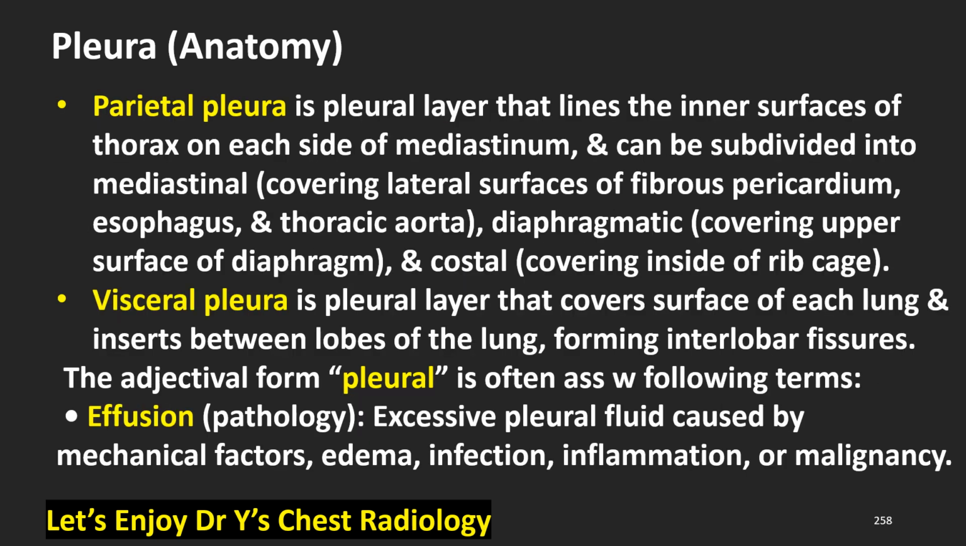Pleural anatomy. Parietal pleura is the pleural layer that lines the inner surfaces of the thorax on each side of the mediastinum and can be subdivided into mediastinal, diaphragmatic, and costal. Visceral pleura is the pleural layer that covers the surface of each lung and inserts between lobes of the lung, forming interlobar fissures. The adjectival form pleural is often associated with the following terms: effusion, pathology, excessive pleural fluid caused by mechanical factors, edema, infection, inflammation, or malignancy.